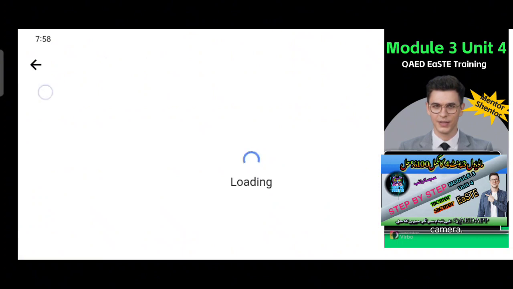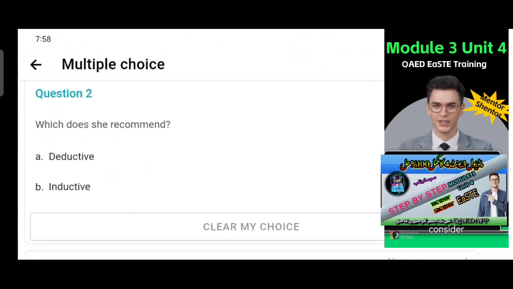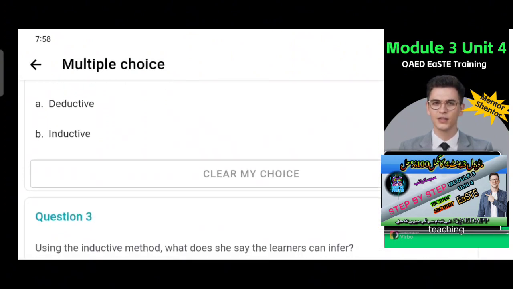Reflection and action point. Host on camera. It's time for reflection and action. Sum up what you've learned in this unit and consider how you'll apply this knowledge to your teaching.